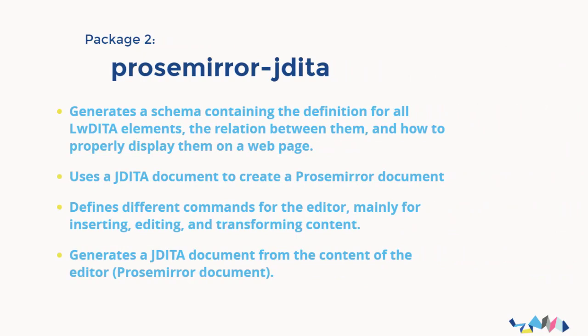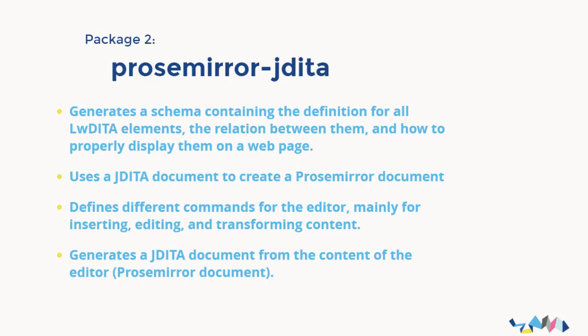How? It generates a browse mirror schema, which describes the set of elements that make up the document, along with the relations between them, as well as how to display them on the page, which we try to make conform to HData standards. It also converts a JData document into a browse mirror document, a format that browse mirror can understand. It provides a set of commands for editing the document, inserting new elements, and transforming content. And it creates back a JData document from the browse mirror document that's being edited in the editor.